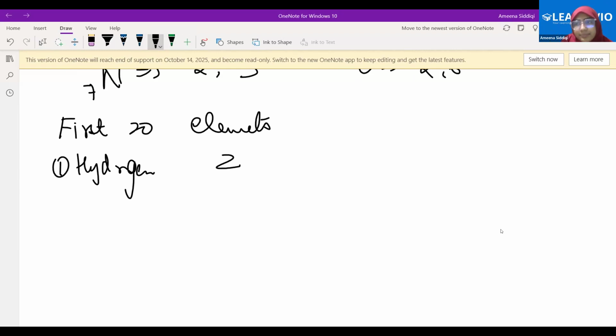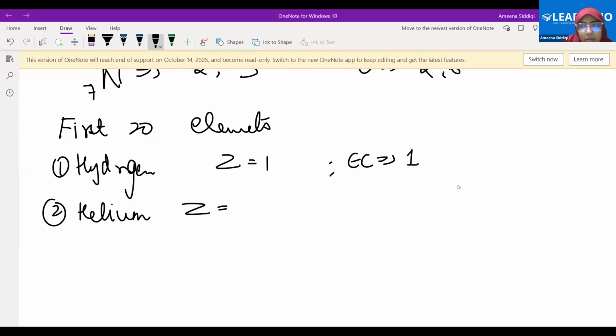What should be the atomic number here? 1. And if the atomic number is 1, what should be the electronic configuration? 1 in which shell? First shell. Clear to all of you? Then only I'll move to the next element. Fine with everyone? The second element is helium. What should be the atomic number? 2. What should be the electronic configuration? 2. Good.